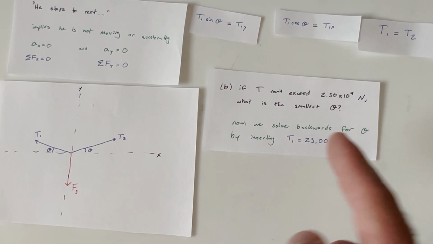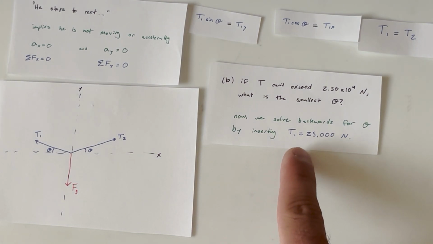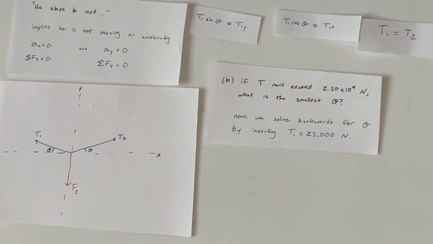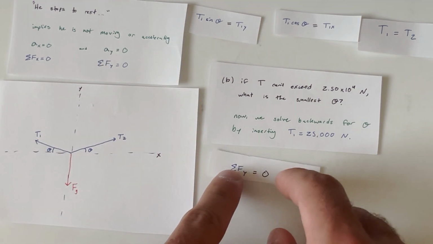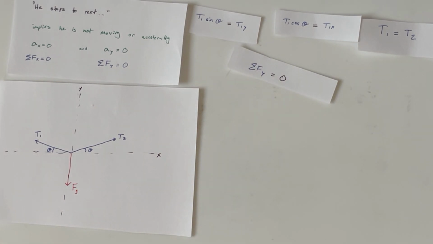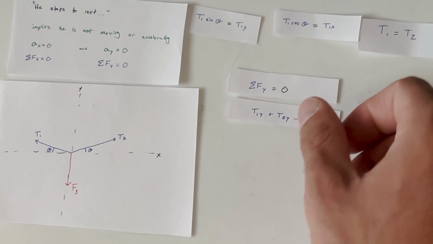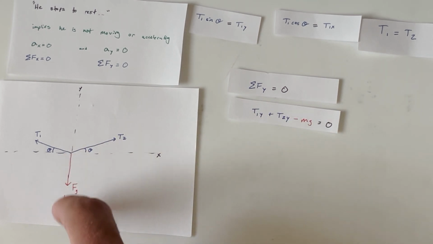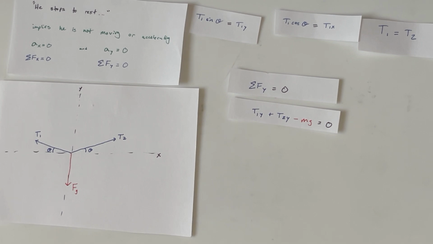So the method we need to do is we're basically going to solve backwards for theta by inserting that tension 1 is equal to 25,000 newtons. So we're basically doing the same steps, we're just given a different known this time. So we're going to start again with that sum of the forces y is equal to 0. Again, it's going to be the same thing: tension 1y plus tension 2y minus mass gravity is equal to 0. This is the exact same step we did last time.